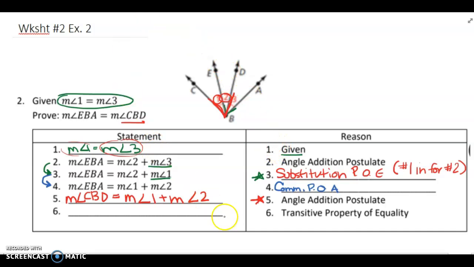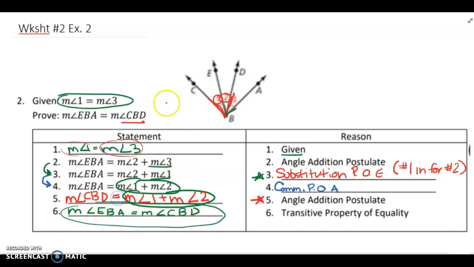Now the transitive property of equality, guys, means 2 things are equal to the same thing. Notice angle EBA is angle 1 plus angle 2, and angle CBD is 1 plus angle 2. So here I can just say that the measure of angle EBA equals the measure of angle CBD, and now I've proved what I wanted to prove.